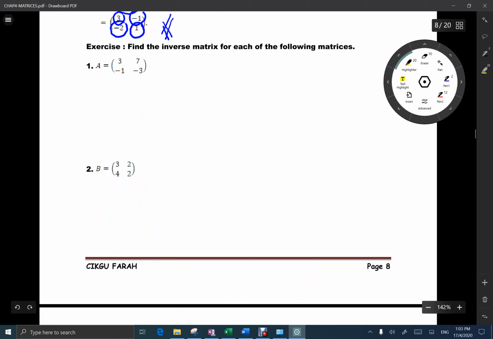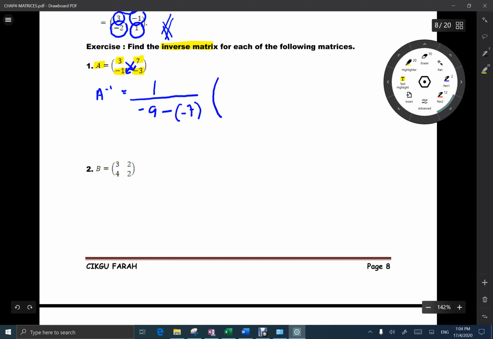Find the inverse matrix. Okay? Find the inverse matrix for each of the following matrices. Okay. The matrix given is A, 3, 7, negative 1, negative 3. Okay, now they ask us to find the inverse. So, what is the formula to find inverse? It must be 1 over determinant. So, what is the formula of determinant? Just now, it's AD minus BC. Okay, it's AD. So, 3 times negative 3 is negative 9 minus 7 times negative 1 is negative 7.